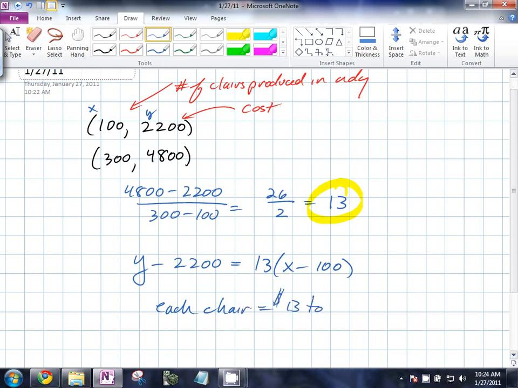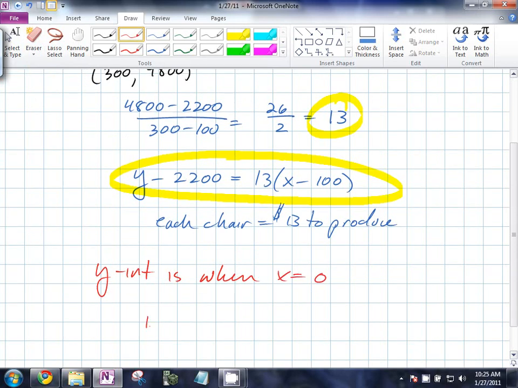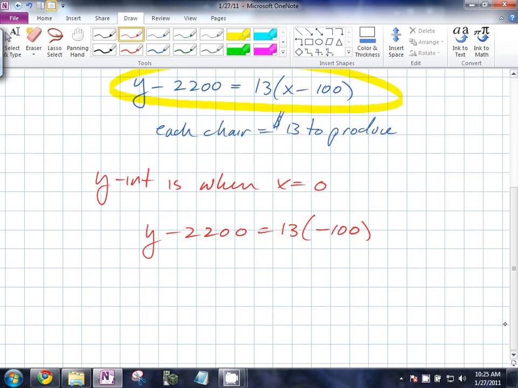Then part C says, what is the y-intercept of the graph and what does it represent? So how do you find the y-intercept of this function? You could do it that way, but I don't like it. The y-intercept is when x equals 0. So y minus 2,200 equals 13 times negative 100. So y is equal to negative 1,300 plus 2,200. What does that equal? 900. What does that represent?